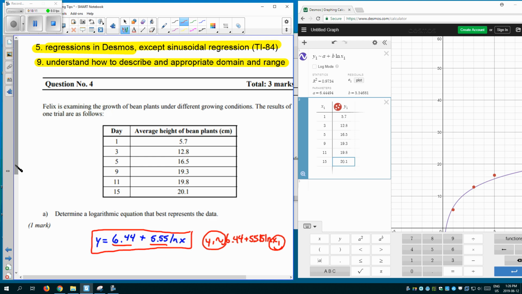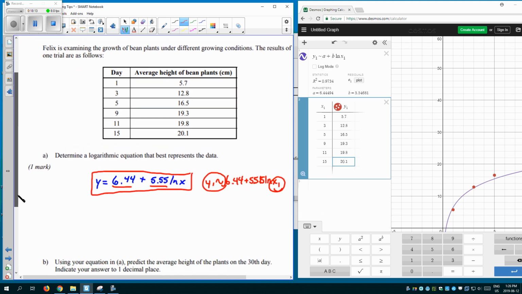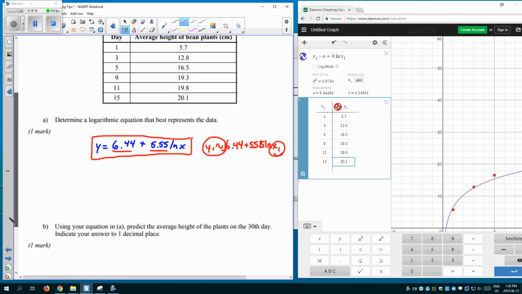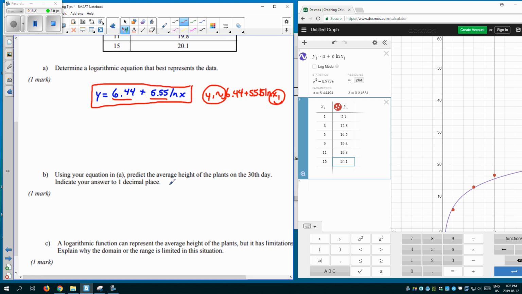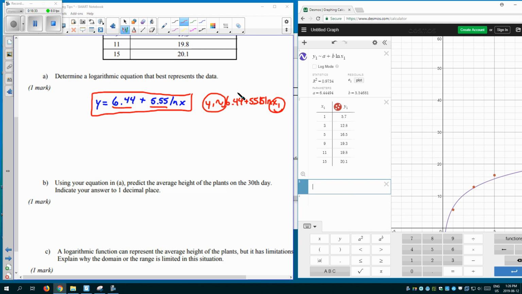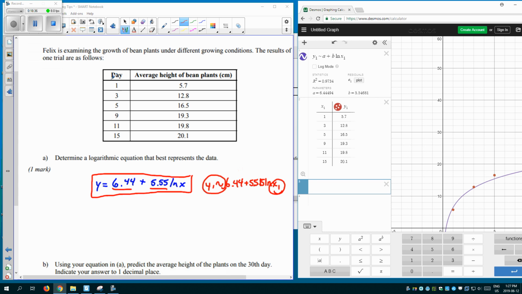And then understanding appropriate domain and range. We've got a follow-up question here. Actually we have: using this equation, predict the average height of the plants on the 30th day. You just saw that in the previous tips. So you would decide whether 30 is an x value or a y value. So which one looked like it had anything to do with days? Which column had to do with days? The x column had to do with days. So we have been given an x.